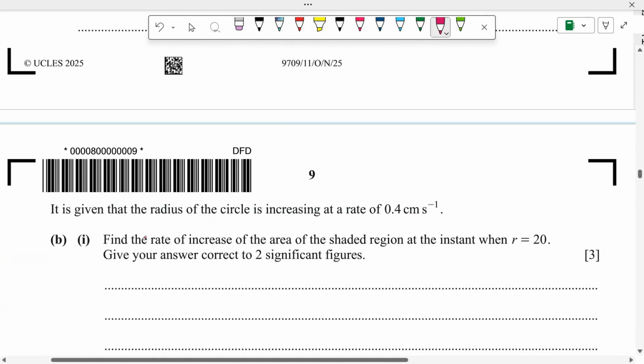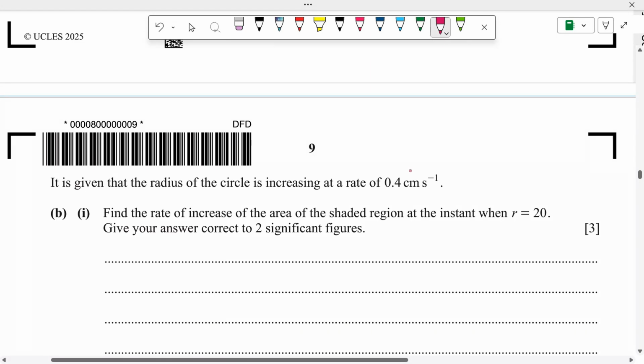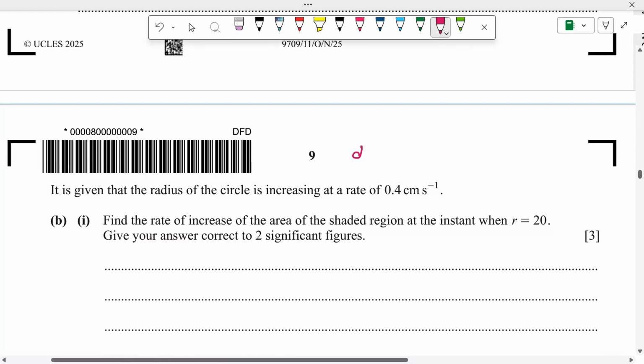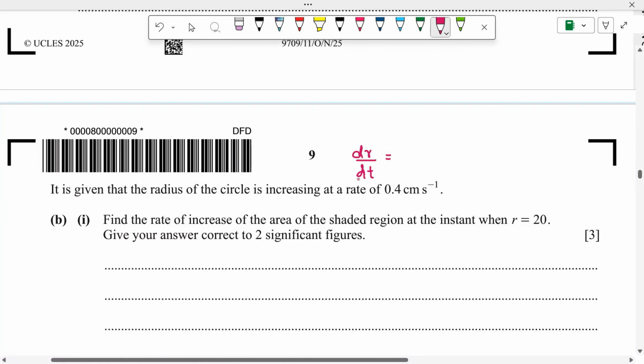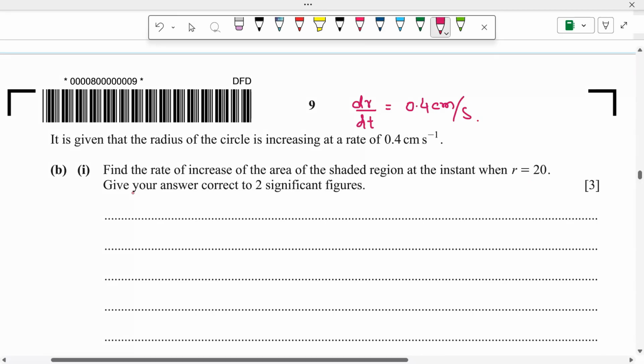Let's move to part B. It is given that the radius of the circle is increasing at the rate of 0.4 centimeters per second. So the radius is increasing, the rate of change of radius with respect to time is 0.4 centimeters per second. So we have the information of the rate of change of radius. Find the rate of increase of the area of the shaded region at the instant when r is equal to 20. Give your answer correct to two significant figures.